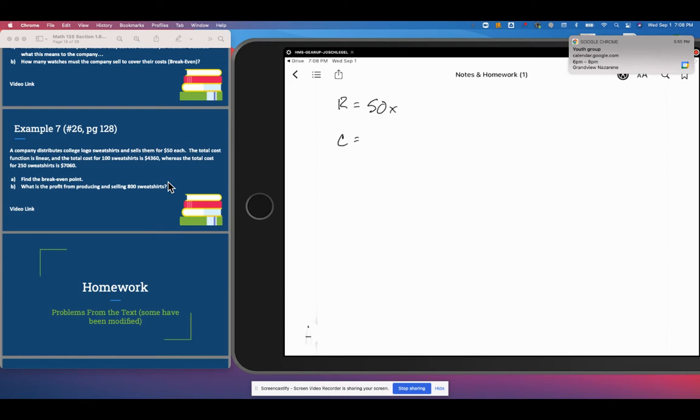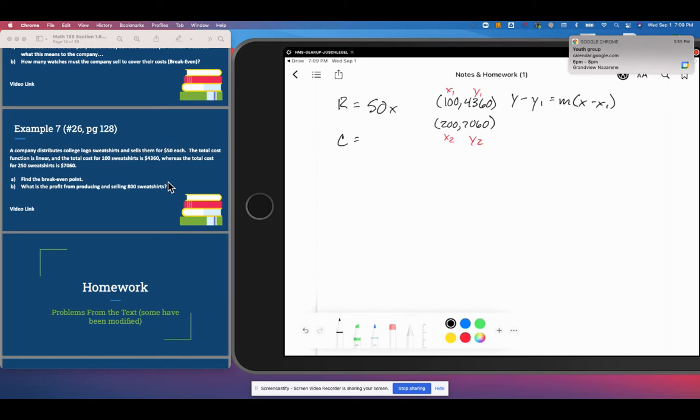This problem is a bit of a pain because they do not give us the y-intercept for the cost. They give us 2 points, which means that we get to use point-slope form to find the cost function. The 2 points we were given are (100, 4360) and (250, 7060). So let's label our points. We have x1, y1, and x2, y2.